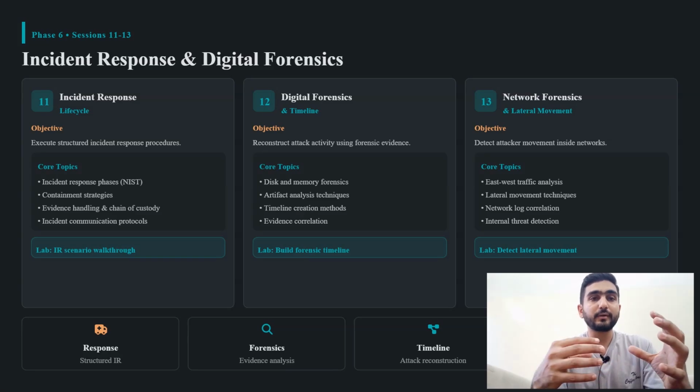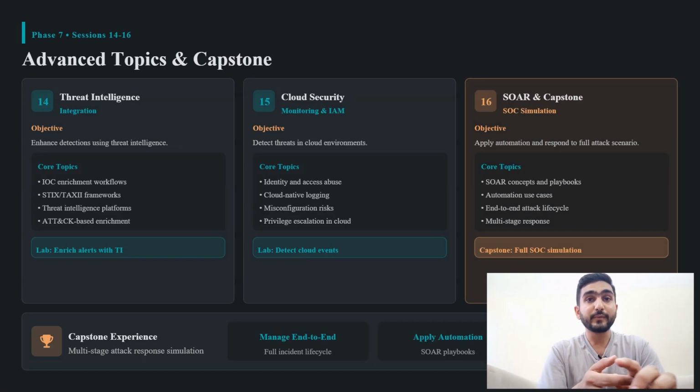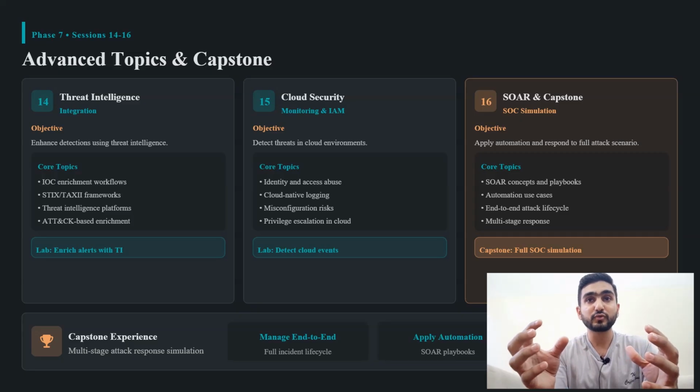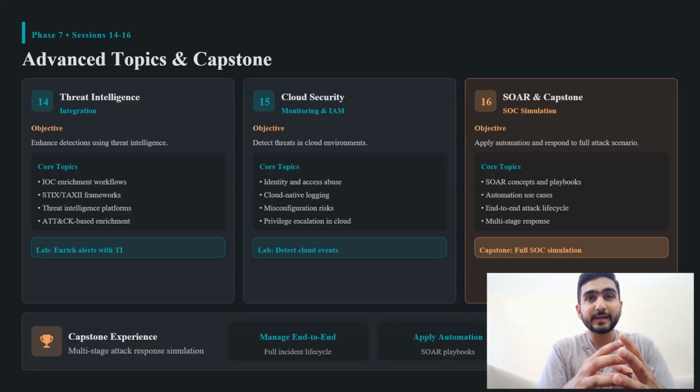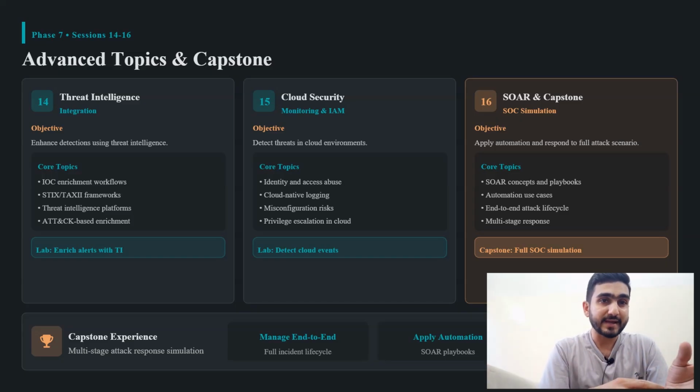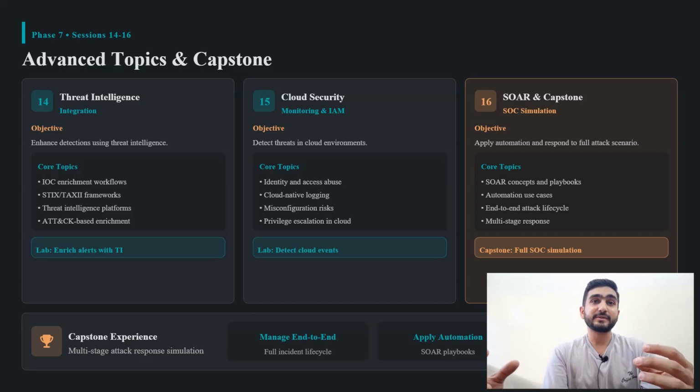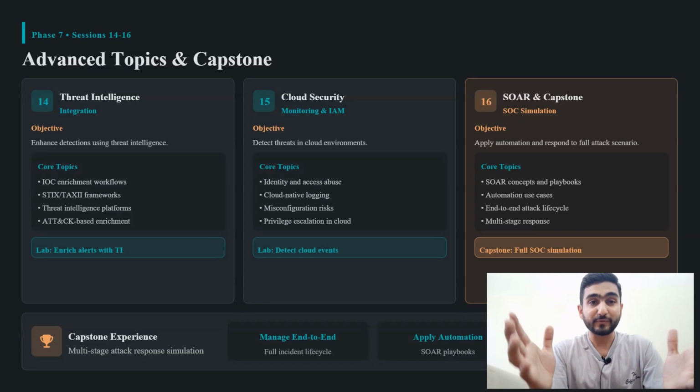In session number 14, we'll be speaking about threat intelligence integrations: why we take such feeds and try to insert them into our tools, why we connect them to MITRE ATT&CK, and why we use up-to-date intelligence, which helps professionals detect threats faster.